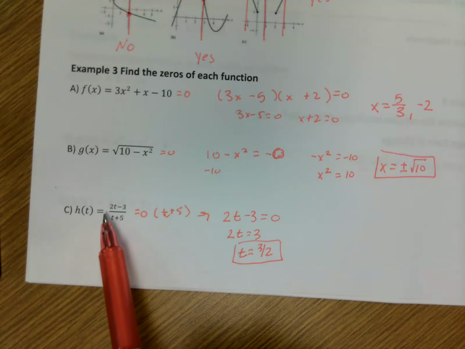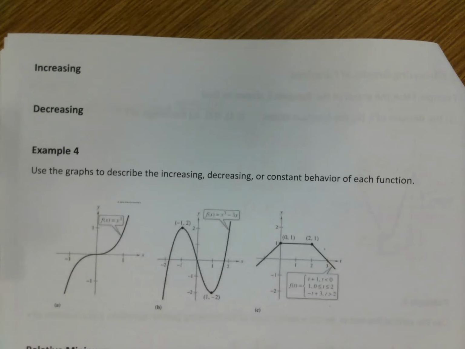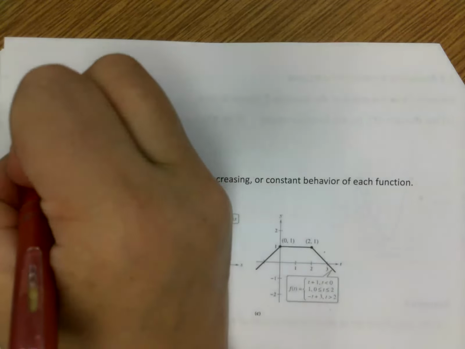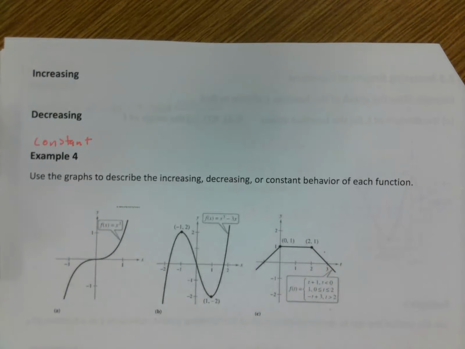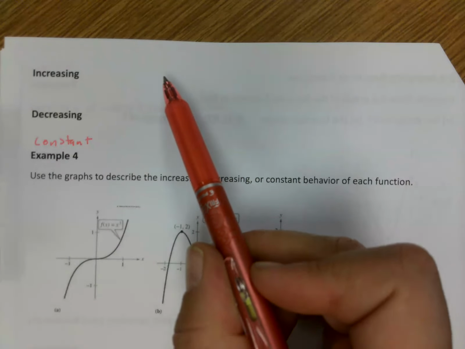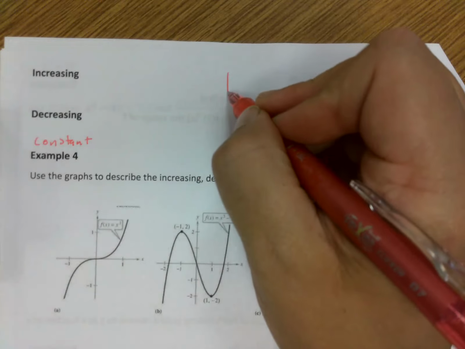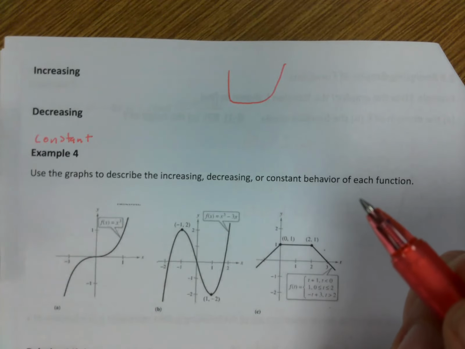So 3/2 does make this possible because I do not have a negative on the bottom. So now we're getting into when graphs are increasing, decreasing, and I forgot a constant. So when you're looking at a graph, it's like if you were to be on top of a graph, are you going up or down? So let's say if I drew this picture right here, okay? And let's put some numbers on that.